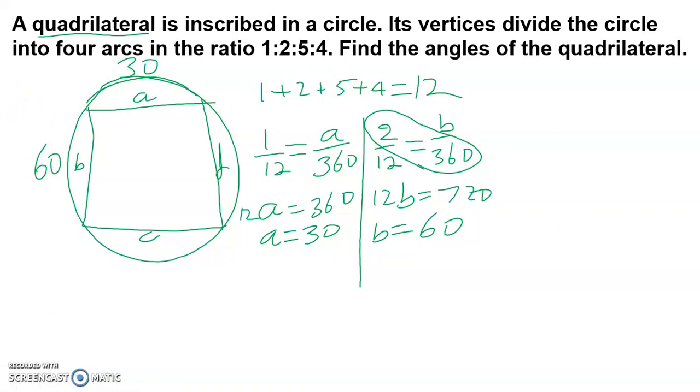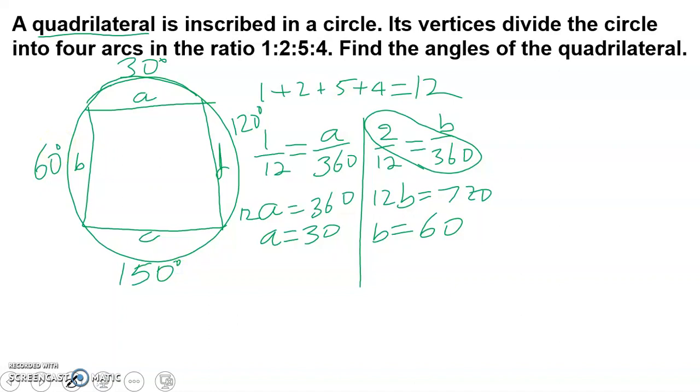We can just multiply A by 5. So 30 times 5 gives us 150. Let's say this is D, and C is 150. And then 4 times 30 is 120. So this arc here is 120. Those are the measures of the arcs.